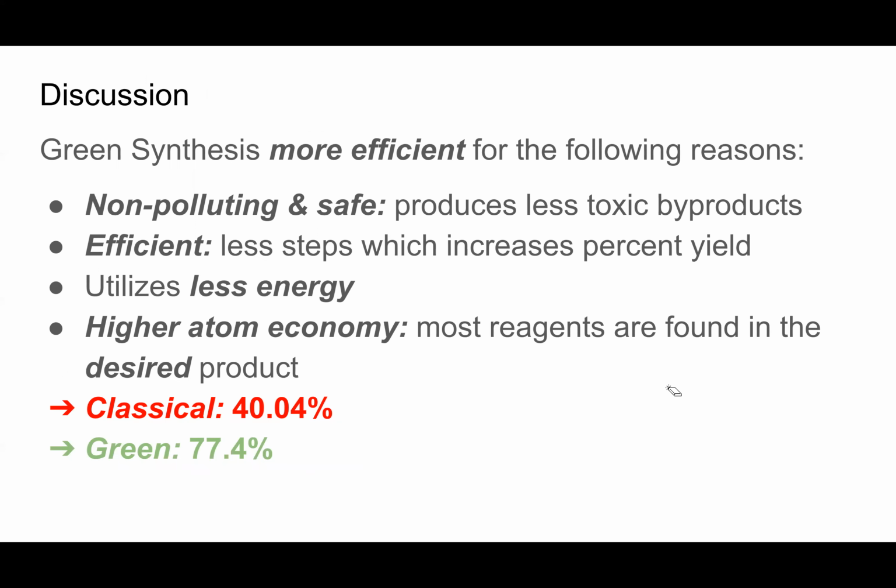From the earlier analysis of classical and green synthesis, the paper concludes that green synthesis is more efficient. It is non-polluting and environmentally safe, which means less toxic products are formed. It is efficient, that is, a higher percentage yield with fewer steps compared to classical synthesis. There is high atom economy because the green synthesis produces 77.4% and the classical synthesis produces 40.0%. Most reagents of the green synthesis are found in the desired product. This is why there is a high yield.